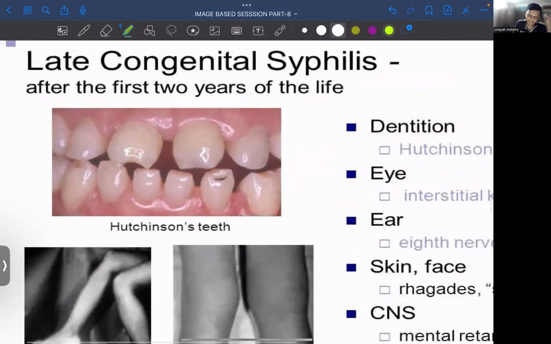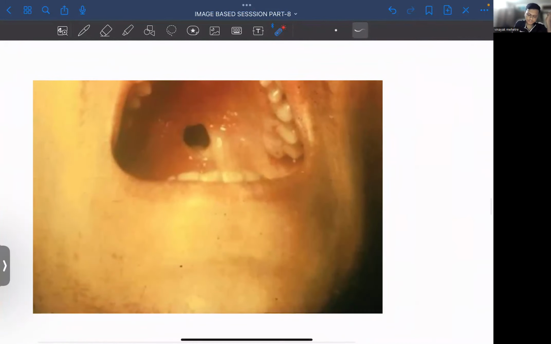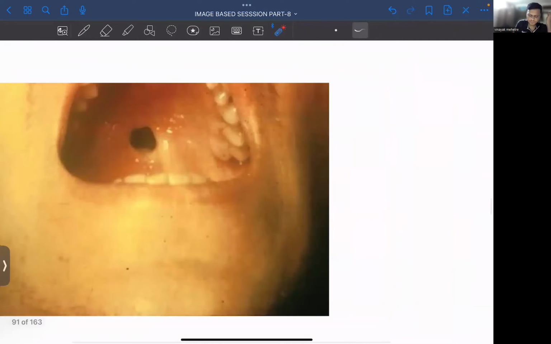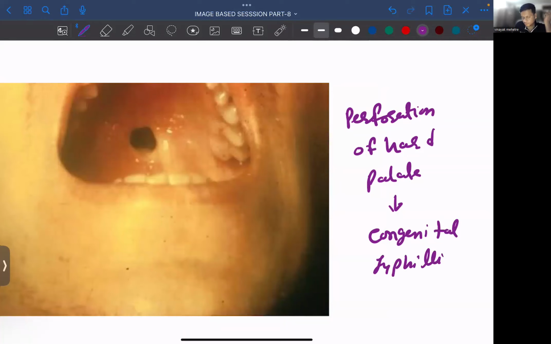This is called Hutchinson teeth. Perforation of the hard palate will be seen in which syphilis? That is congenital. It is seen in congenital syphilis.